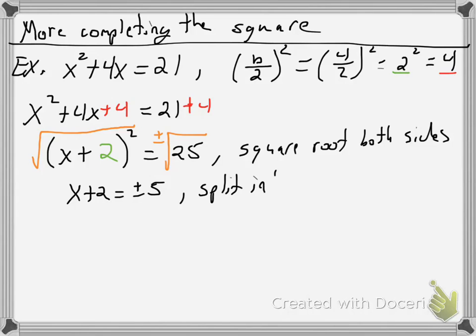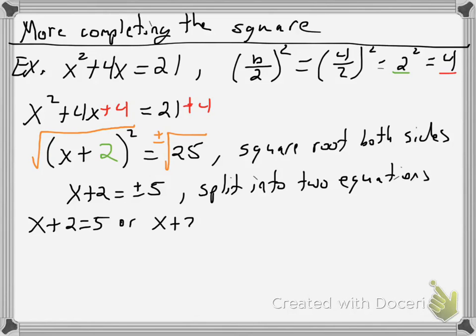Because the 2 and the 5 are like terms, we're going to have to split this up into 2 equations. And then we'll end up subtracting 2 from both sides of both equations, and then we'll be done there. So we're going to have x plus 2 equals 5, or x plus 2 equals negative 5. We'll subtract 2 from both sides, and then we'll get our 2 answers.